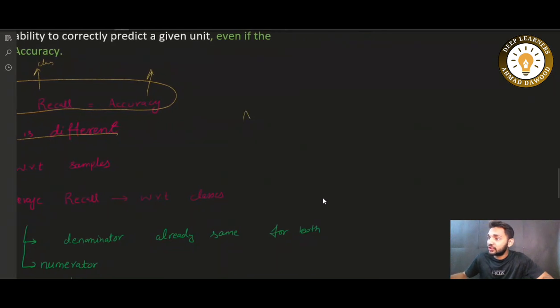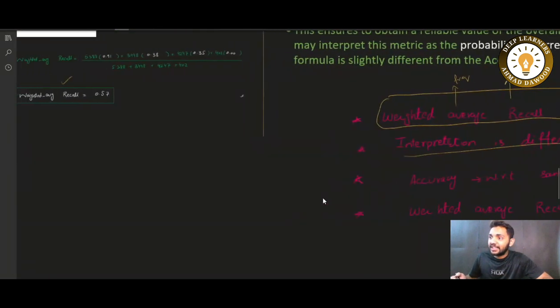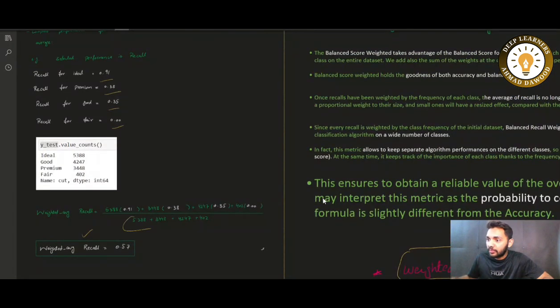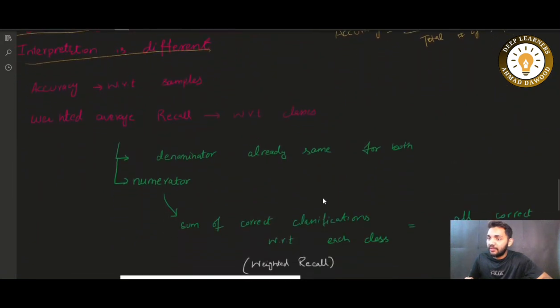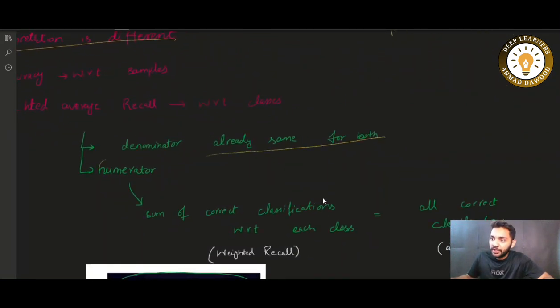In the case of accuracy, you have the total number of true predictions divided by the total number of samples that you have passed to the model for the sake of prediction. Number of true predictions divided by the total number of samples: this is actually accuracy. And you have also seen that in the case of weighted average, you are dividing by the total number of samples. The denominators for both accuracy and weighted average are the same. So now we will focus on the numerator.